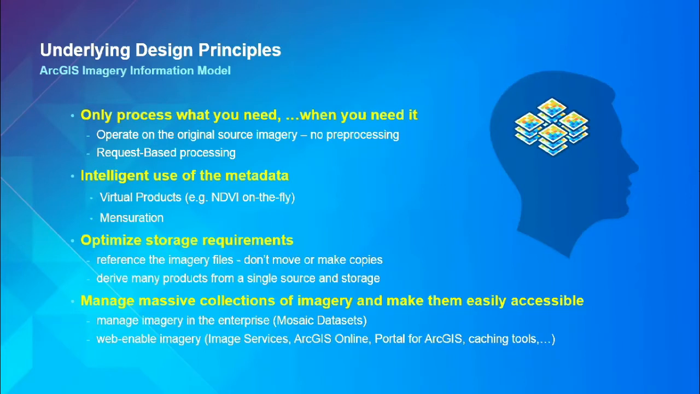Next up, the third actually goes along with the first, which is, if we're only processing what we need, we want to optimize storage, right? Because one of the big issues with imagery is it goes from gigabytes to terabytes to petabytes extremely fast. The other thing is people like to keep imagery around for historical purposes, so your library continues to grow and grow. So we care about storage. We only want to use storage when we absolutely have to.